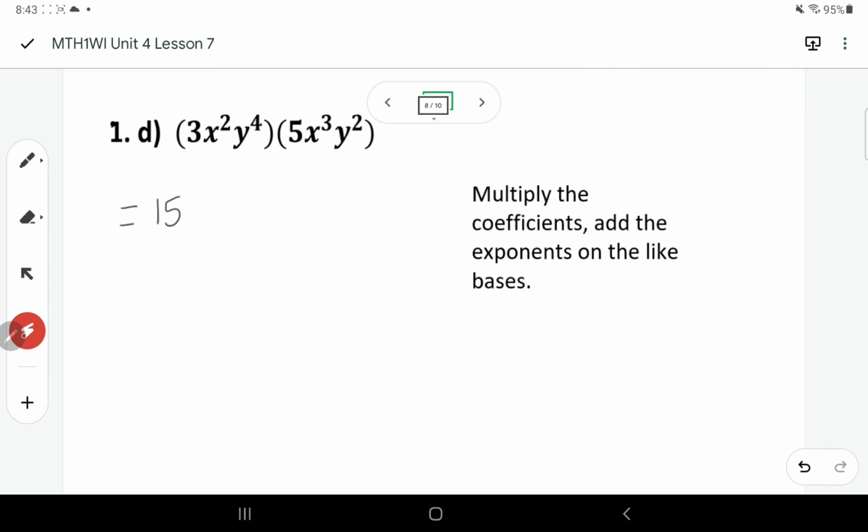Then we look for the next type of bases. So I have x squared and x cubed. Those have the same base, so I'll keep the base the same and add up the exponents. 2 plus 3 is the exponent 5 for my x's. Then I look at the next base. I have some y's. I have y to the exponent 4 and y squared. So I'm going to keep the base the same and add up the exponents. 4 plus 2 gives me 6.